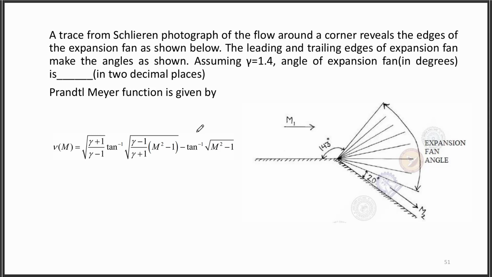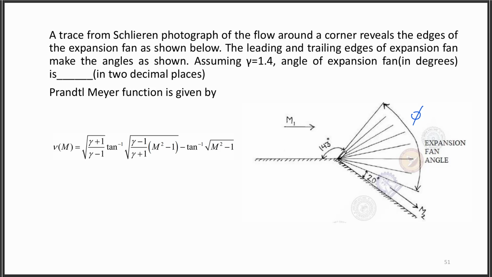Now let's see one problem. A trace from a filtered photograph of the flow around a corner reveals the edges of an expansion fan as shown below. The leading and trailing edges of the expansion fan make the angles as shown. Assuming gamma equal to 1.4, the angle of the expansion fan in degrees is? The Prandtl-Meyer function is given. So in this problem, we have to find this expansion fan angle. Let's give it a name, phi.